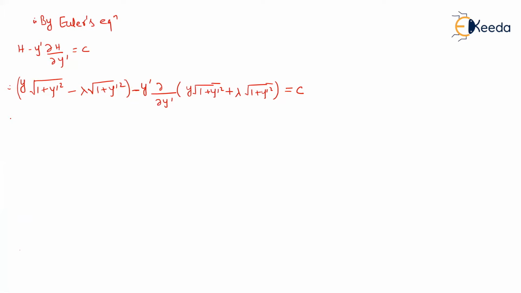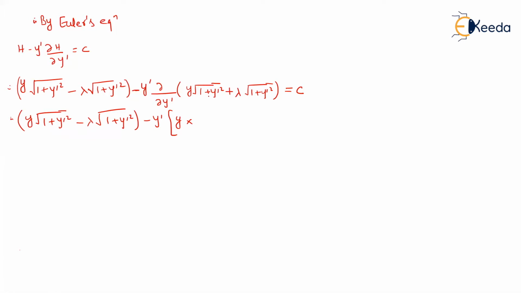Let us move on. This term will remain as it is: y root of 1 plus y dash square plus lambda root of 1 plus y dash square. This will remain as it is. Let us find its derivative. Now with respect to y dash, here it is y, so that is a constant, into the derivative of this particular term with respect to y dash. So it will be the chain rule.